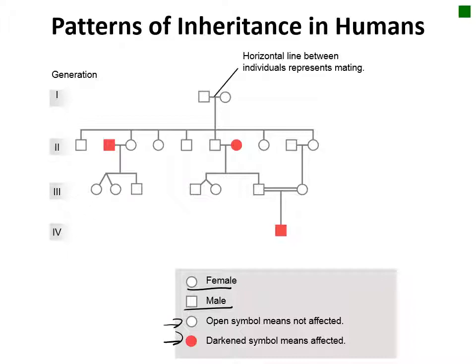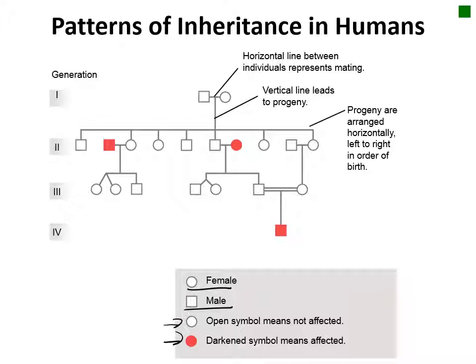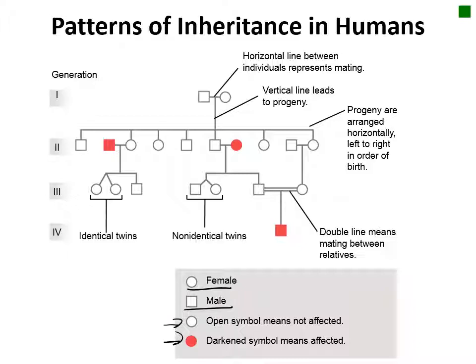Horizontal lines between the shapes represent matings, while vertical lines lead to the offspring. The siblings in a generation are connected with a horizontal line above the symbols and are arranged from left to right in the order of birth. Other symbols which are not seen as often include a double line indicating mating between relatives and lines identifying twins.